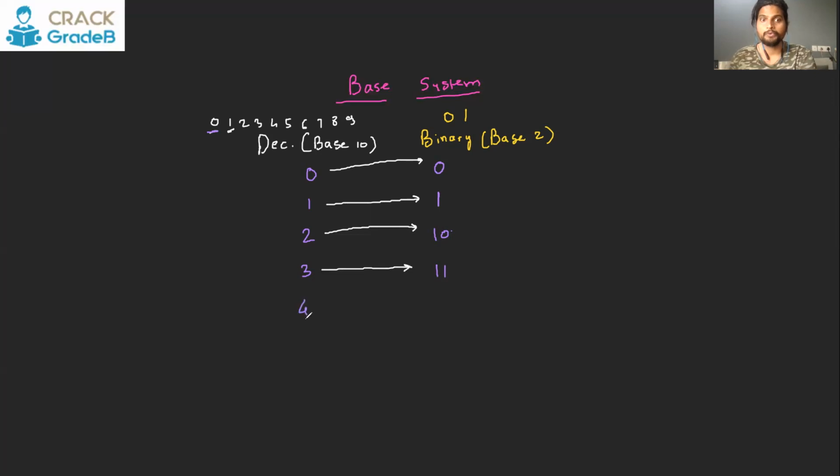The next number is 4. For 4 in decimal, the number after 11 which consists of only 1s and 0s, it directly goes to 100, because 12, 13, 14, all those numbers have symbols other than 1 and 0. So directly we have to use 100. So 4 in decimal means 100 in binary, and so on. These are different conversions we can use.